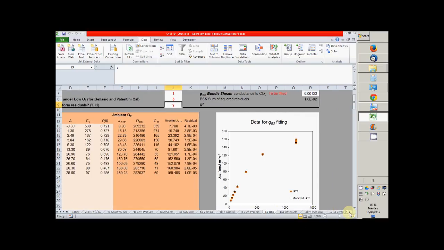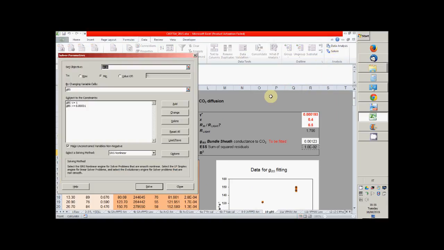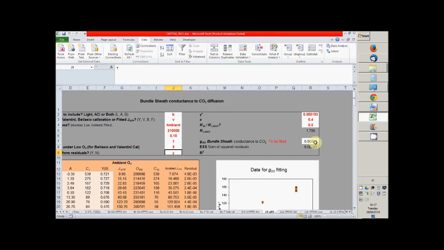To find the value for GBS, we may use Solver, set the objective cell R8 and the variable cell is R7, and then a few constraints are specified to speed up the fitting process. We may now solve, and this value of GBS is the one which fits the selected data.